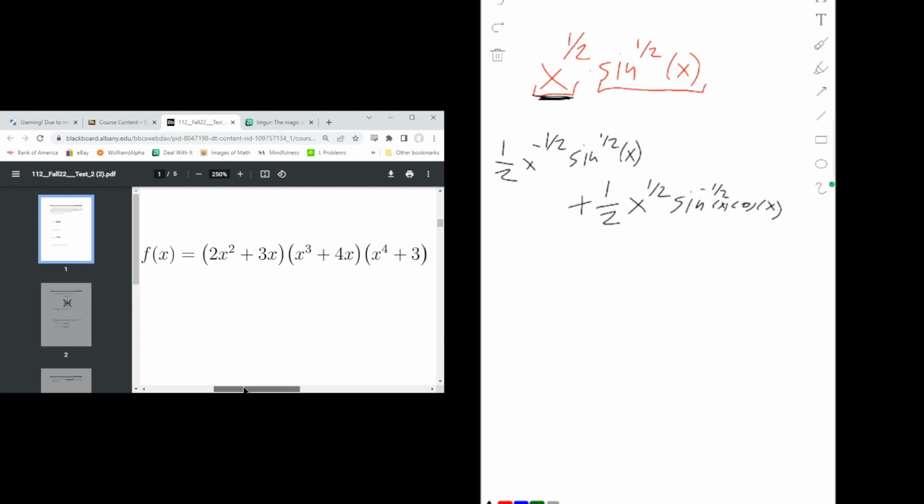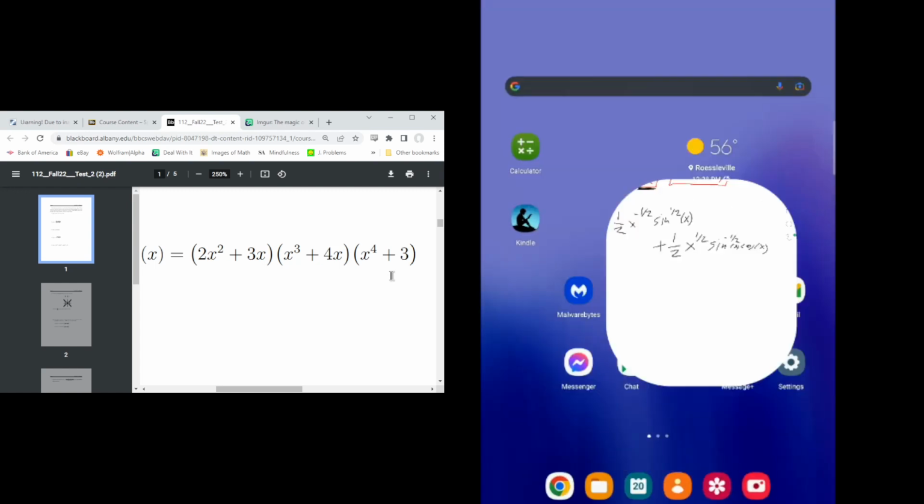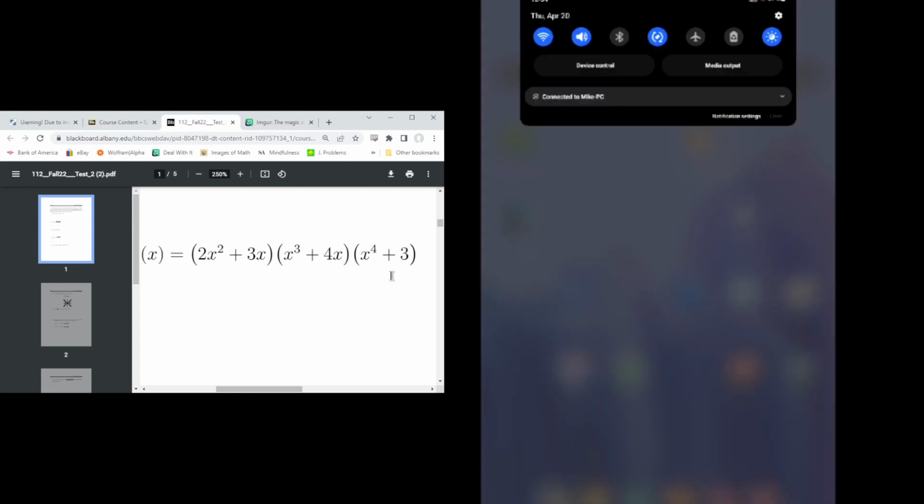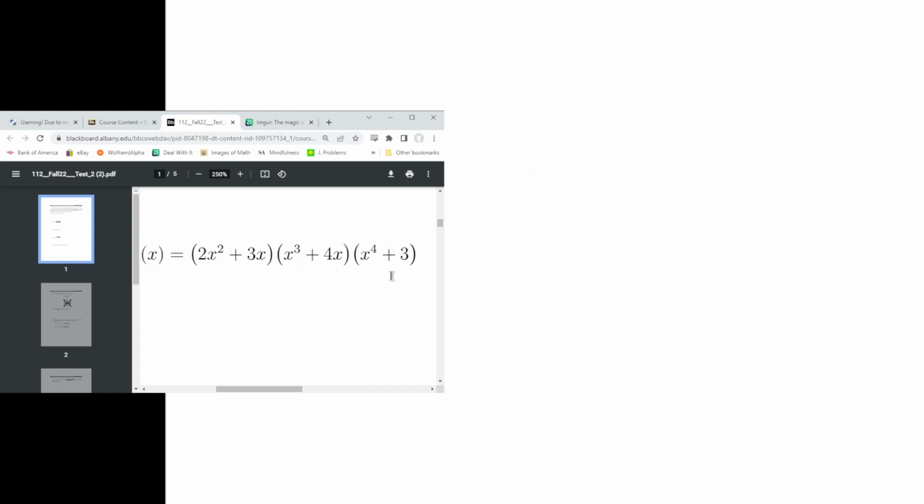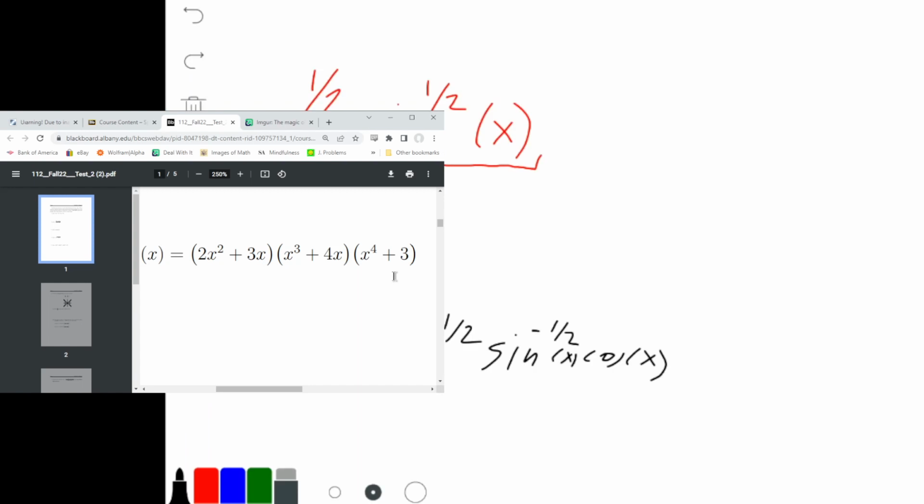Number 5 is a product rule kind of thing. Don't simplify after doing this one. I'm going to rotate this real quick. Oh, rotate. Alrighty.